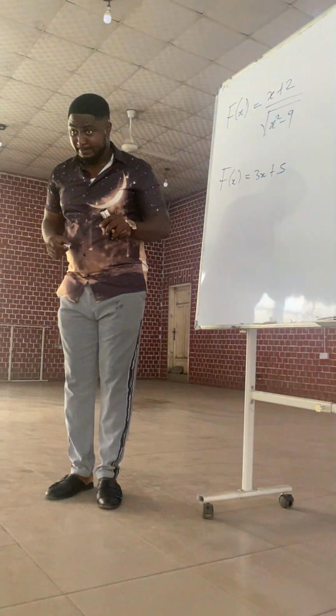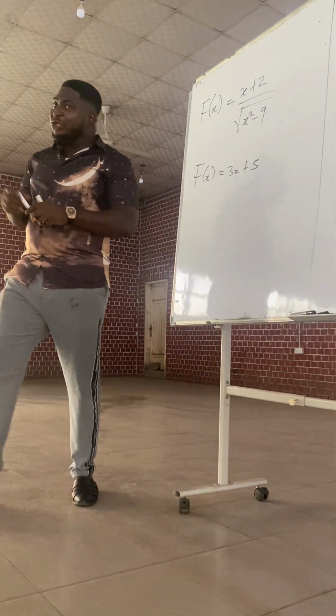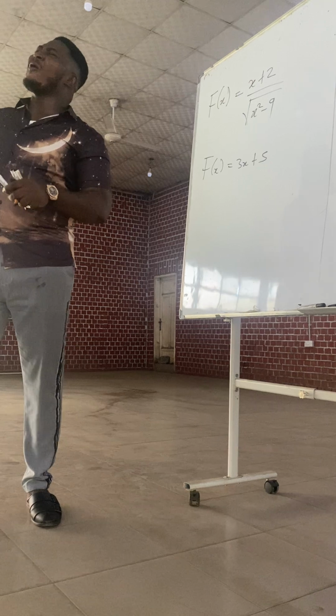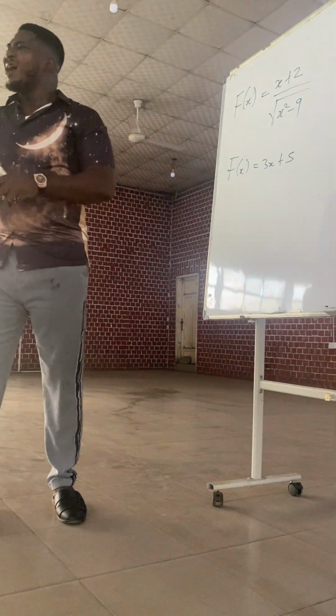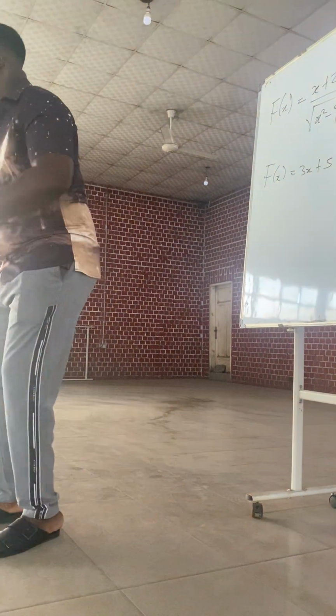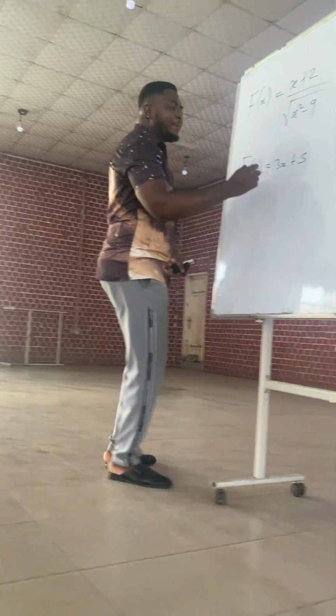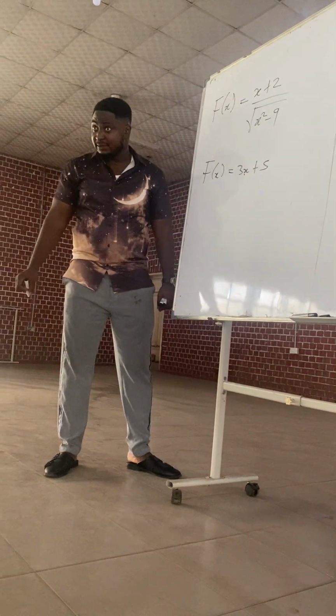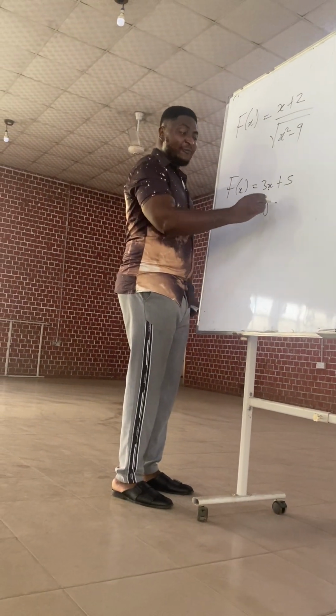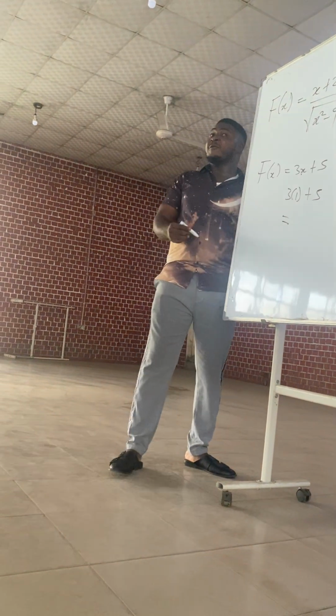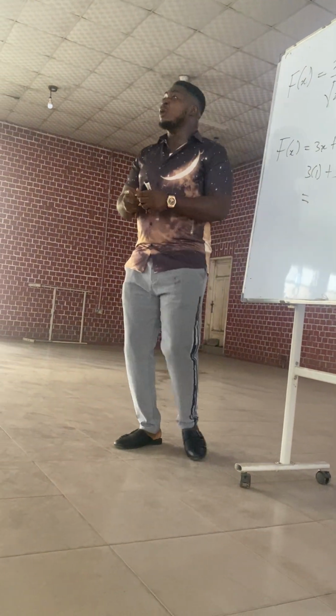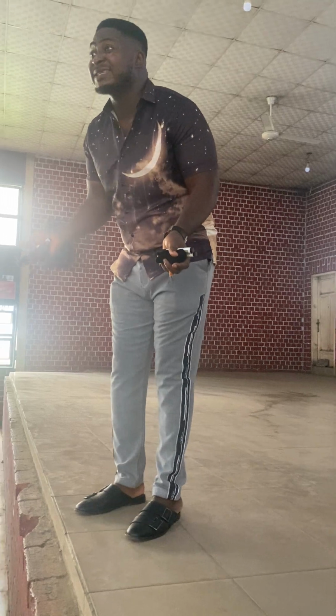But not just one answer. They are asking for a general value of x. What are all the possible values of x that will make this function exist? Class, if I put 1 into this function, will this function exist? Yes. 3 times 1 plus 5. Will you have an answer? Yes. What does it mean for a function to exist? For a function to exist, it must produce a real number as the final answer.